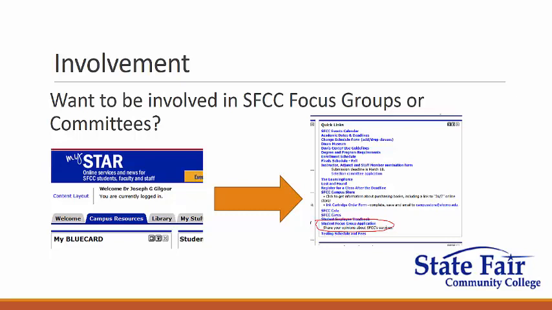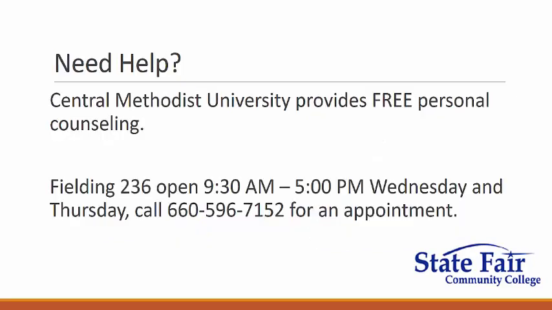Also, it makes you eligible to be on committees that may be run by employees that may be working for the betterment of classes, the betterment of State Fair Community College. It may review survey data of students. Either way, it gives you a great opportunity to be involved in your college. So I encourage you to fill out that form and be actively involved on campus.